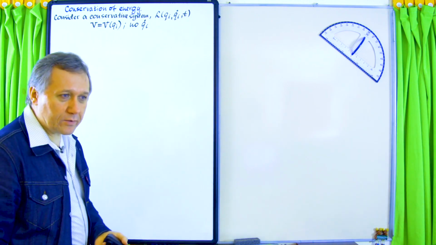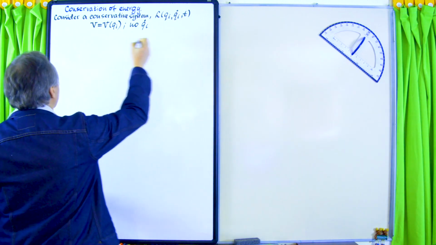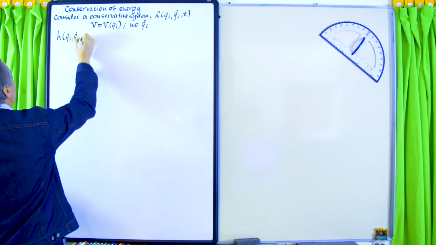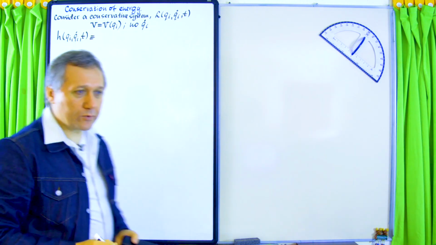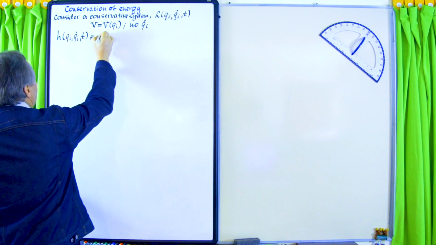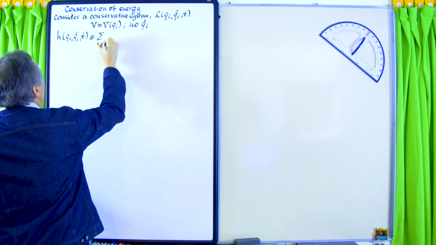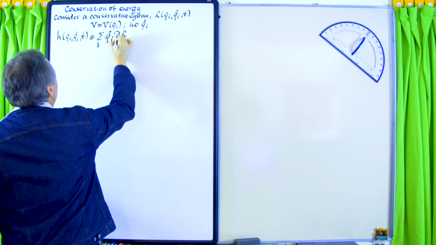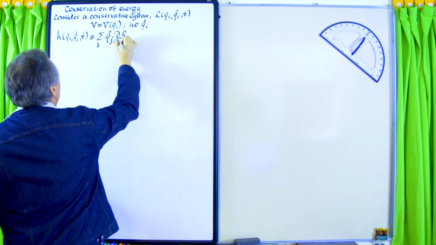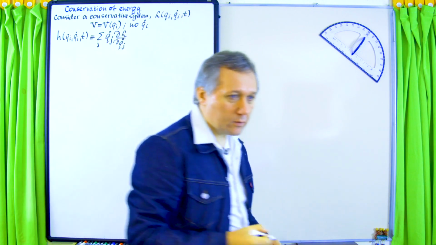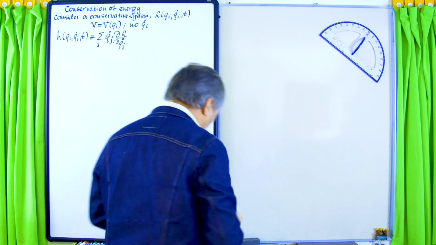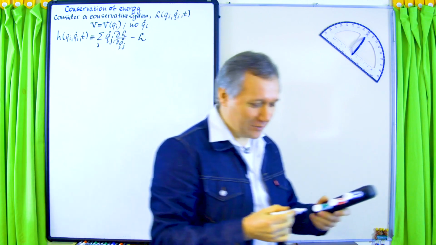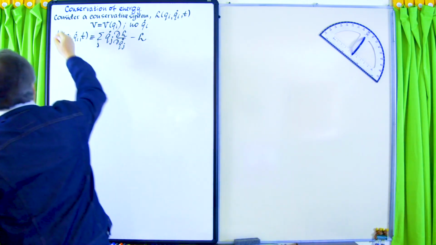After some manipulations, we introduced the energy function h, which is a function of q, q dot and t, and we introduced it in this way. I put three lines, basically that's how we defined it: summation over j of q_j dot times the partial derivative of the Lagrangian with respect to q_j dot, minus L. That's how we introduce the energy function. Probably I should frame it because it's kind of important.